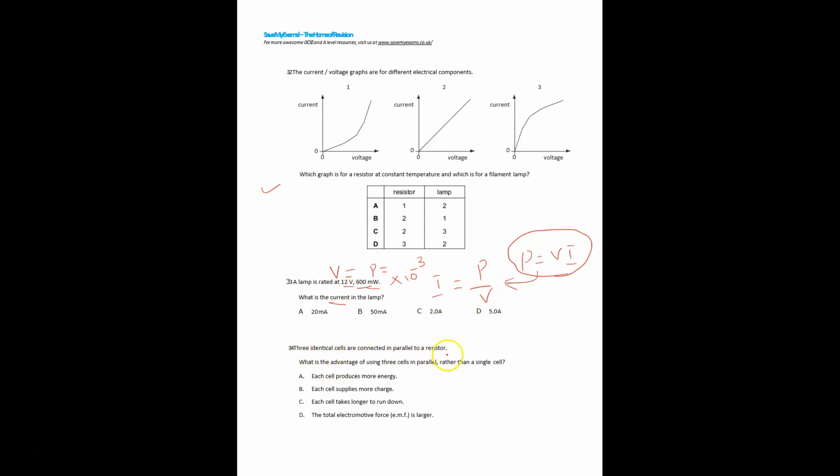3 identical cells are connected in parallel. 3 cells connected in parallel last longer. It takes longer time to run down. Okay, it's a repeated question.